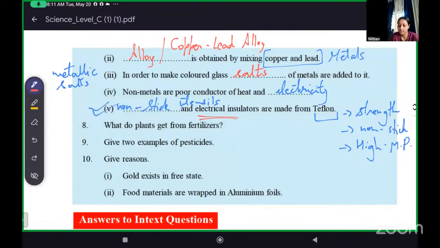Now, eighth one, what do plants get from fertilizers? Nutrients. What are the three things, if we talk about that, the plants get from fertilizers? What can be those nutrients?